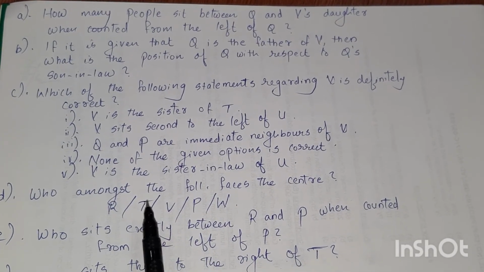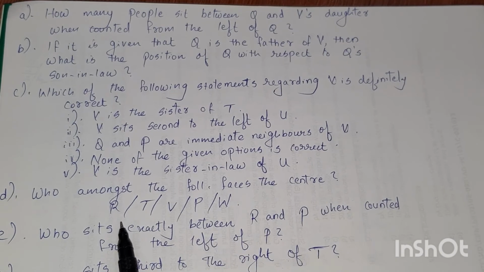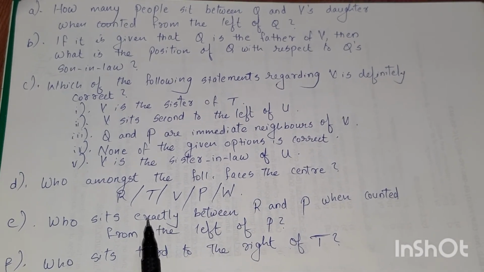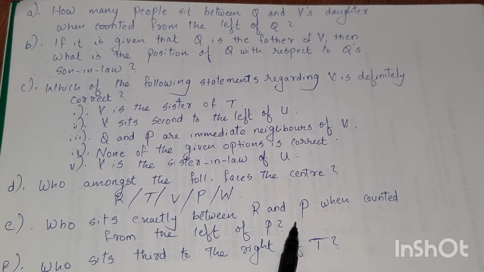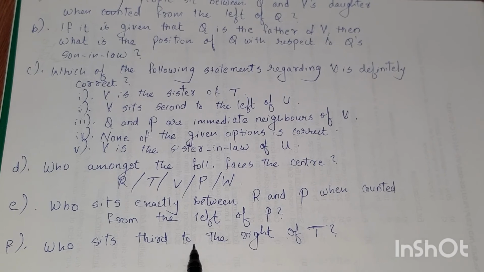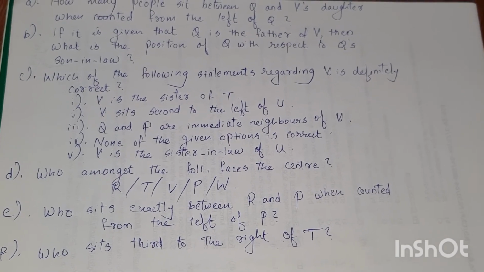Fourth question, who amongst the following faces the center? R, T, V, P, W. Fifth question, who sits exactly between R and P when counted from the left of P? Sixth question, who sits third to the right of T?